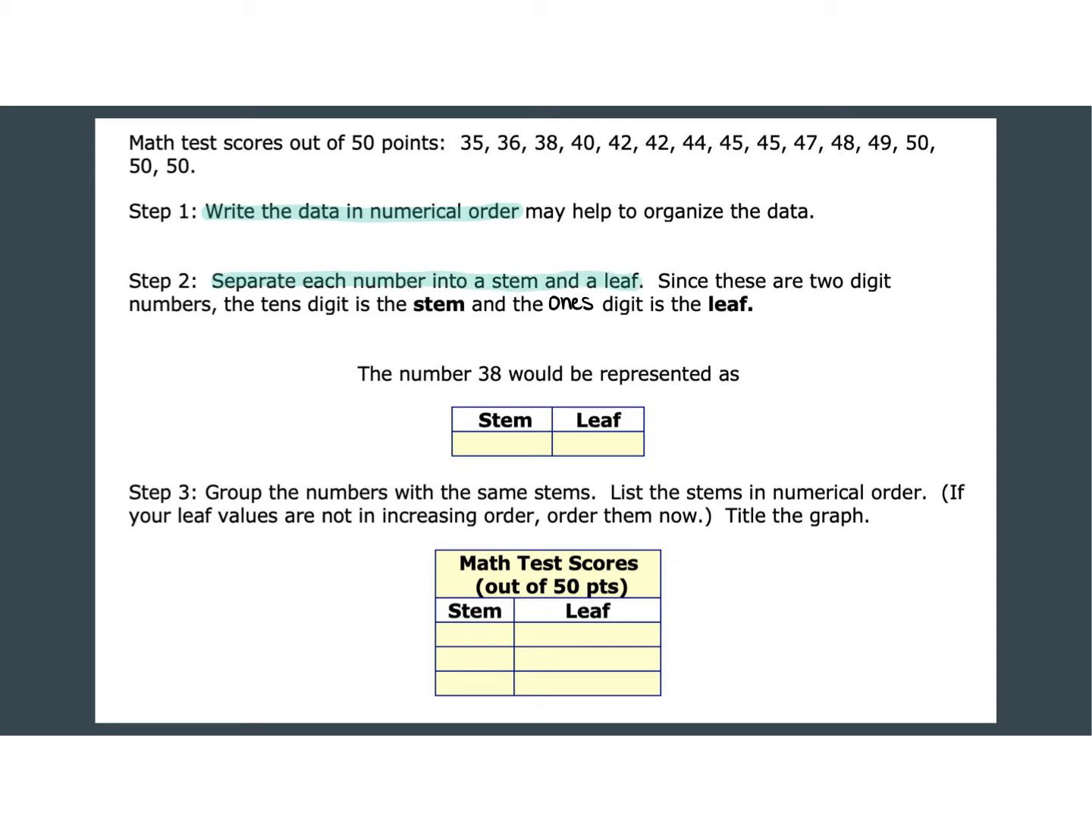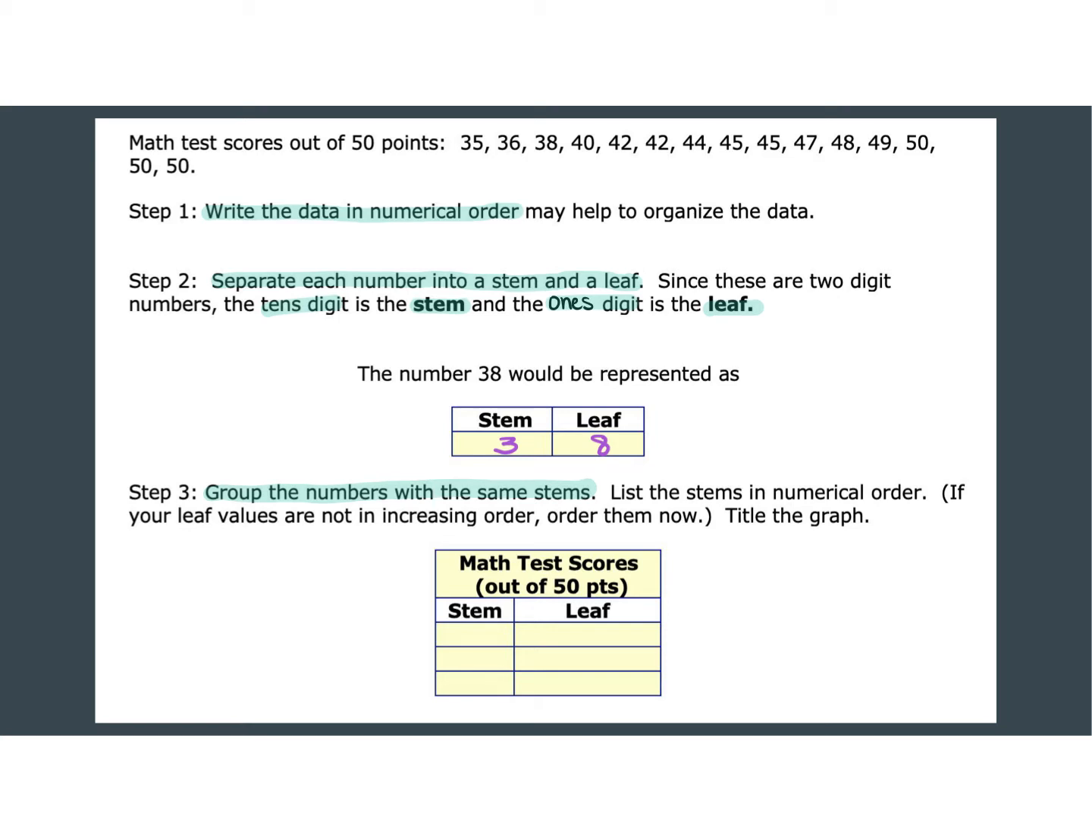Step number 2 is to separate each number into a stem and a leaf. Since these are 2-digit numbers, the tens digit will be the stem and the ones digit will be the leaf. So the number 38 would be represented as 3 for the stem and 8 for the leaf. Our third step is to group the numbers with the same stems.